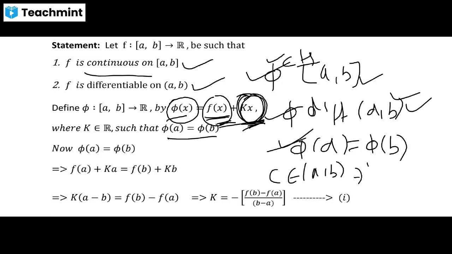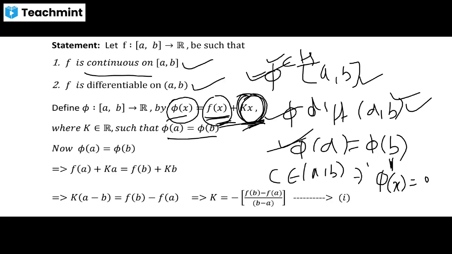F dash of C is equal to 0. You are still in F. I am talking about pi. You are still in F; it is pi dash, not F. Pi dash of x is equal to 0. Pi dash of x is equal to 0, not F. We are talking about the new function pi.